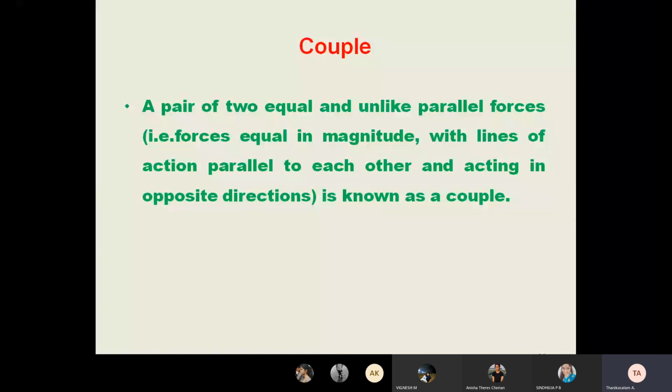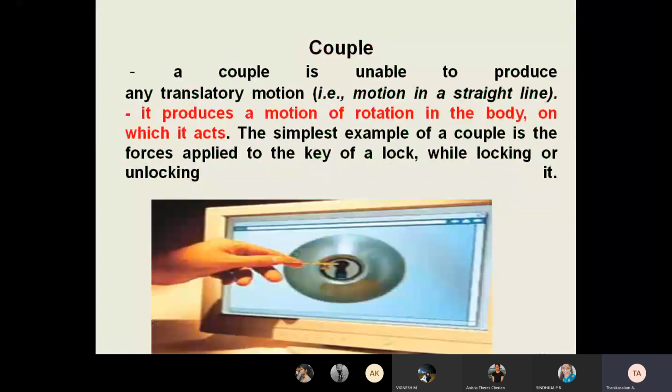I will show the examples. See here, when we lock, we are rotating. When the key is inserted, a couple is unable to produce translational motion. It produces rotational motion of the body on which it acts. The simplest example of a couple is the force applied to the key of a lock while locking or unlocking. This is the best example of a couple.